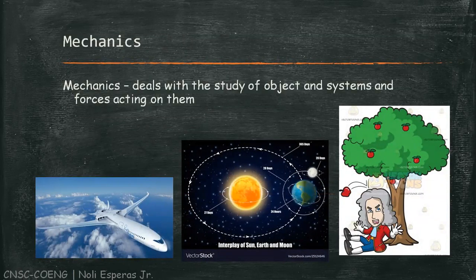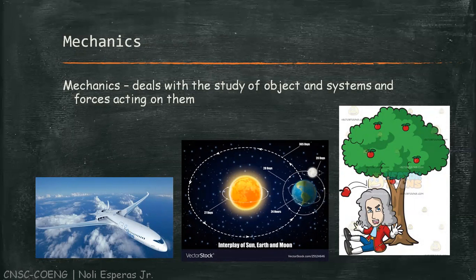Mechanics is a branch of physics that involves the laws and properties of solids and fluids and certain ideas such as motion, inertia, force, and energy. Simply, mechanics deals with the study of objects and systems and the forces acting on them, like why an apple falls, what caused an apple to fall, or the motion of the earth as it rotates around the sun, or how does an airplane fly?